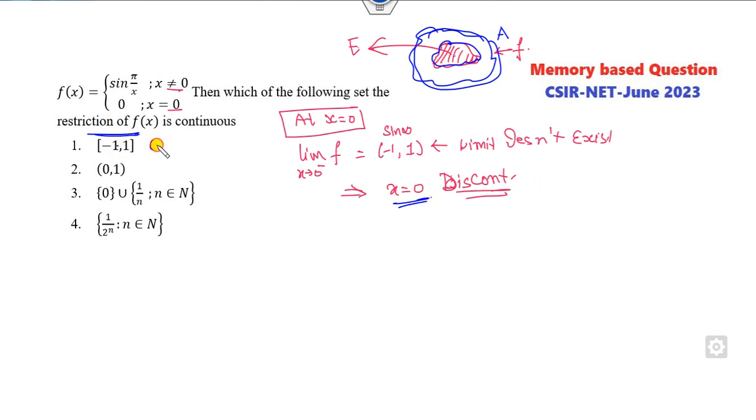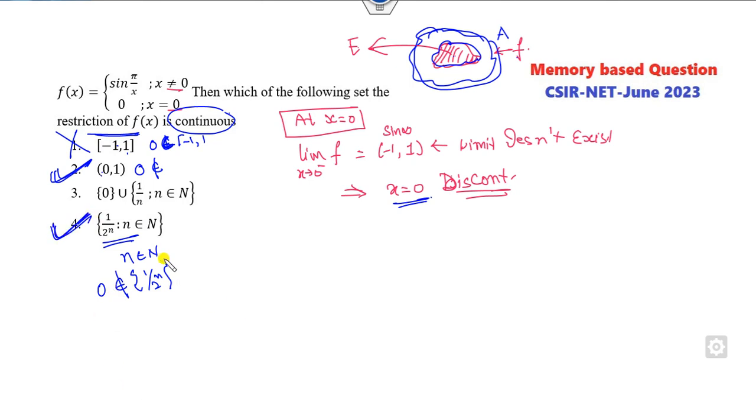So you can see here 0 belongs to this set. It means at 0 the function is discontinuous, but we need a continuous function. 0 does not belong to this, so it's a continuous function. Same for this, because n is my natural number, so 0 does not belong to this set. So what is the meaning of that? This is also a continuous function. Now look at that, it's 0 union of this.